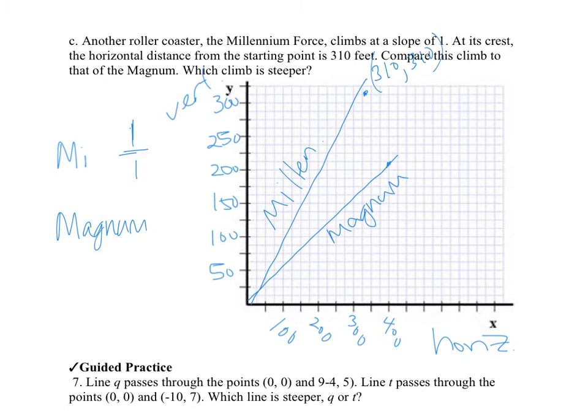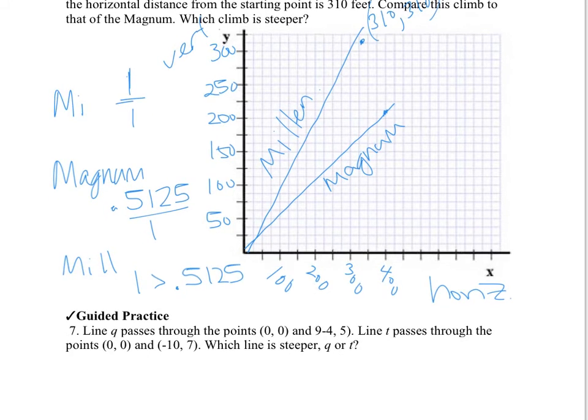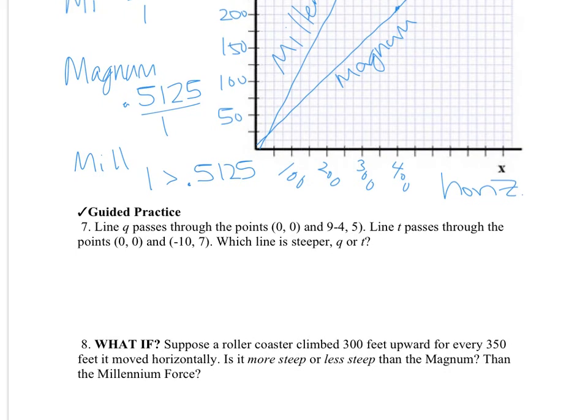Which climb is steeper? Well, I know that the Magnum, when we did the division earlier, was 0.5125. So the Millennium, because 1 is greater than 0.5125. Okay, go ahead and do the guided practice. Pause the video, and then I will close the lesson.